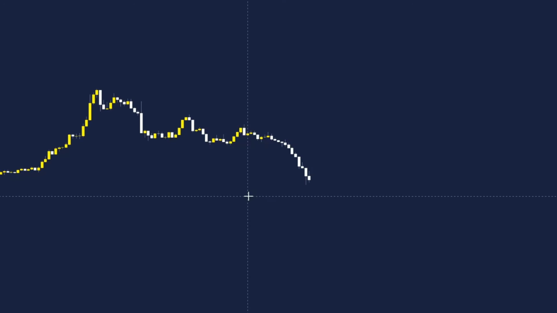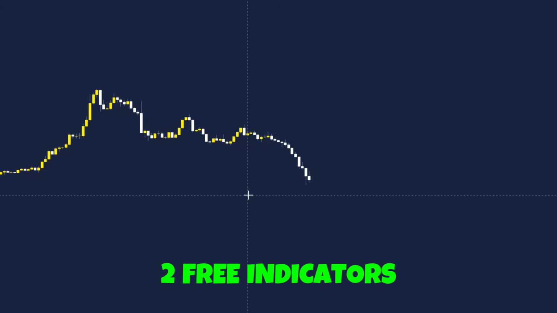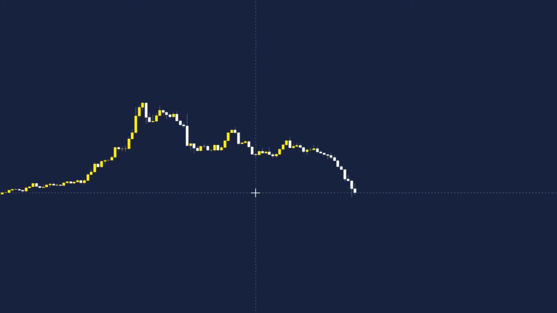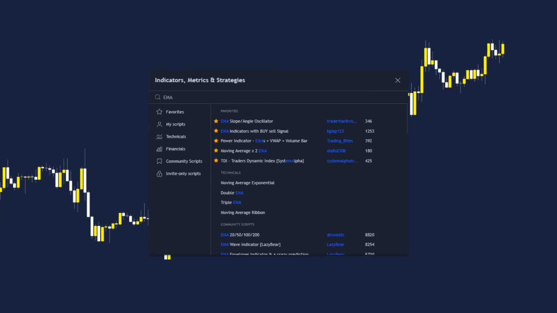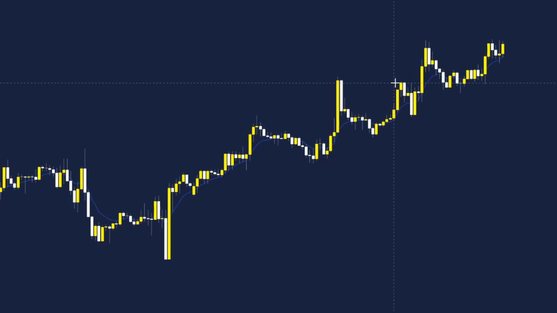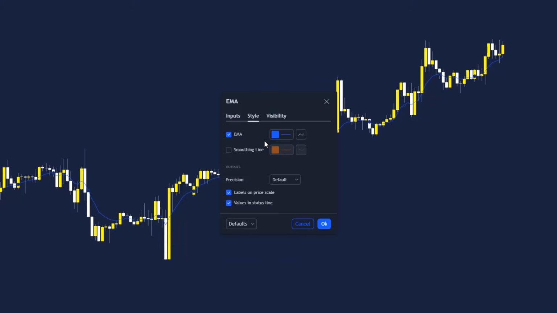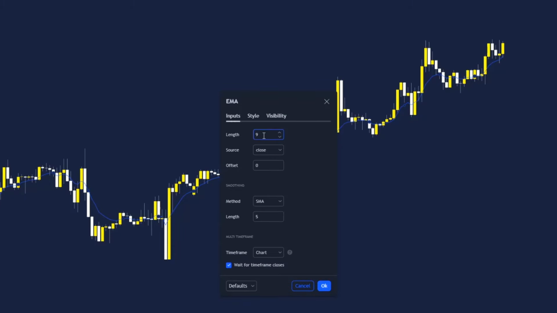For this to work, we'll need to add 2 free indicators to our chart and change some settings. Open the Indicators tab and search EMA. This stands for Exponential Moving Average, and we will add this one right here. It doesn't matter which one we add, we just need to make sure that we can change it to the 20 length EMA, which is what we'll be using on the chart.